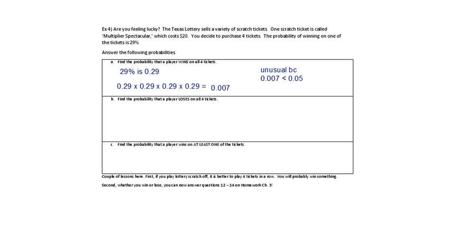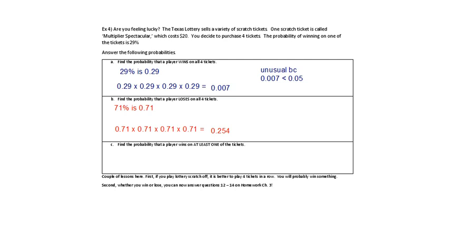All right, let's say a player loses on all 4 tickets. Well, there's only 2 things that can happen on a scratch ticket. Either you win or you lose. So if there's a 29% chance of winning, then that means there's a 71% chance of losing. And 71% is 0.71. Now let's do the same thing, but use 0.71 instead. So 0.71 times 0.71 times 0.71 times 0.71. And that is equal to 0.254.